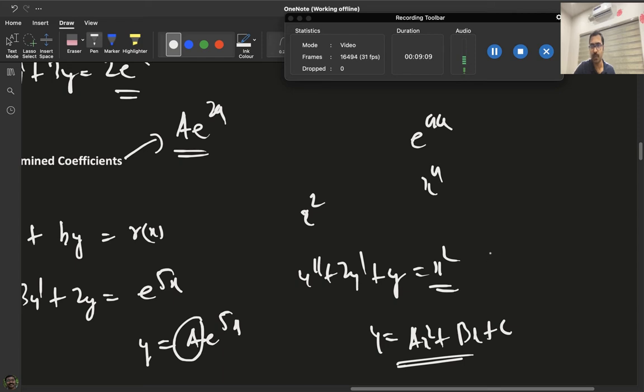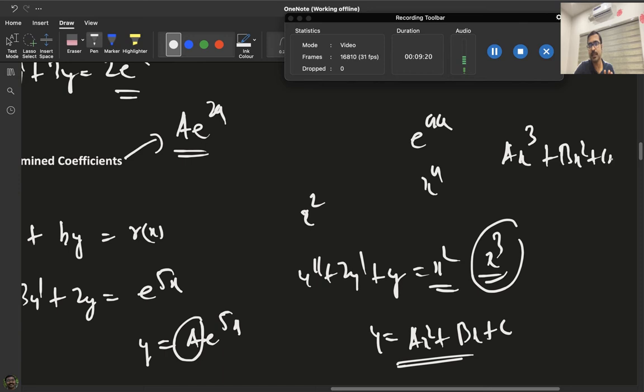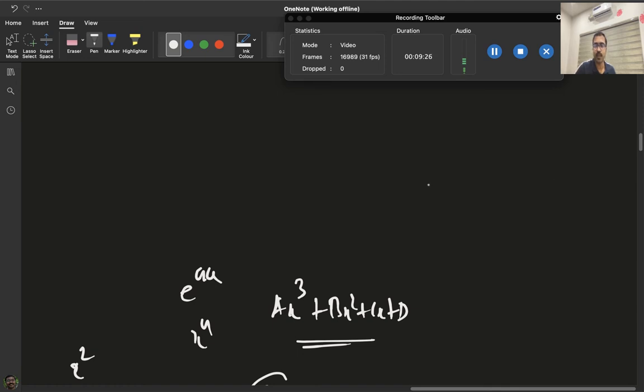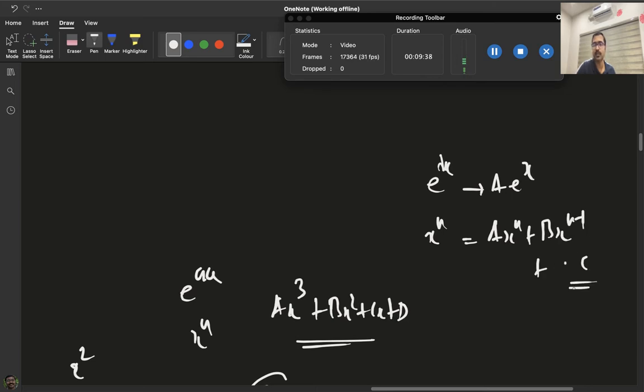So it will work for e raised to ax, and it will work for polynomials. Suppose it was x cube, what will be the solution? You should not write it simply as ax cube; you should write the general third degree polynomial, of the form ax cube plus bx square plus cx plus d. That is the assumption here. I have discussed two functions here. For e raised to lambda x, it will be a e raised to lambda x. For x raised to n, it will be a into x raised to n plus b into x raised to n minus 1, etc., plus some constant.